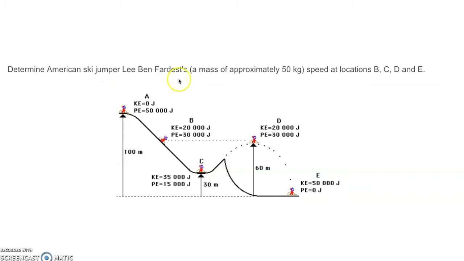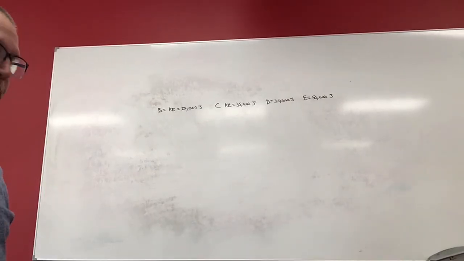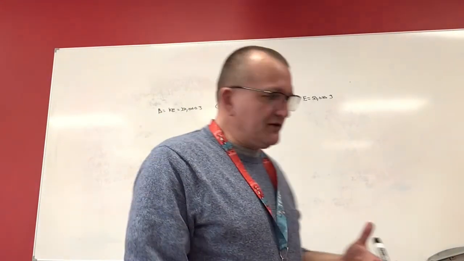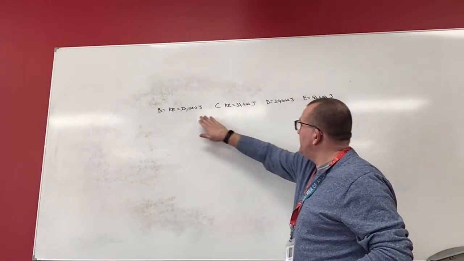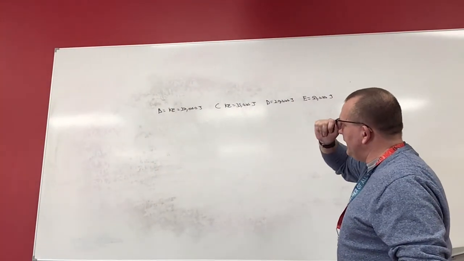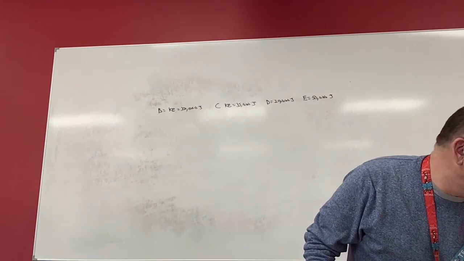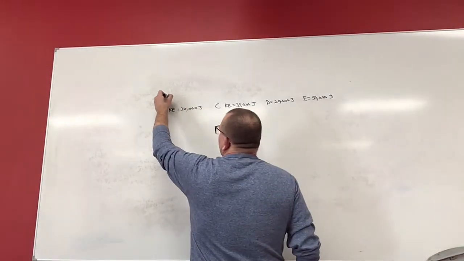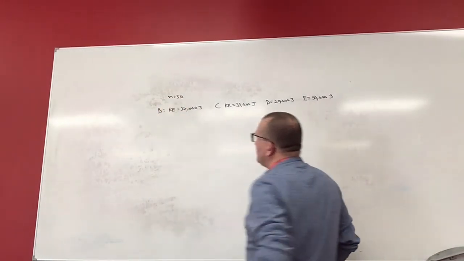We're looking at a ski jumper. We got Lee Benfartist, and he starts up here, and you can see all the numbers. But we want to find the speed at locations B, C, D, and E. All right, so ski jumper at different situations. I just wrote down kinetic energies of 20,000, 35,000, 20,000, and 50,000. And the mass, it said, is 50 kilograms. And we want to find the velocities.